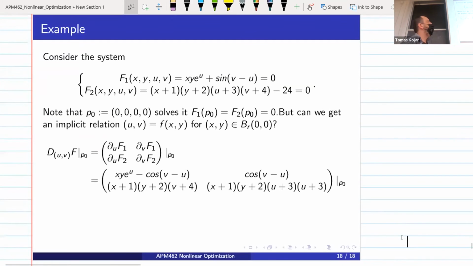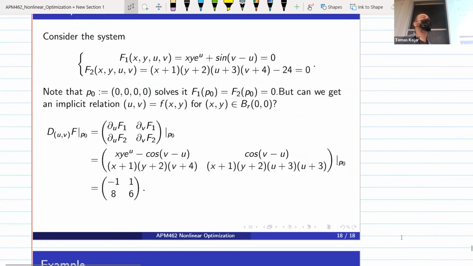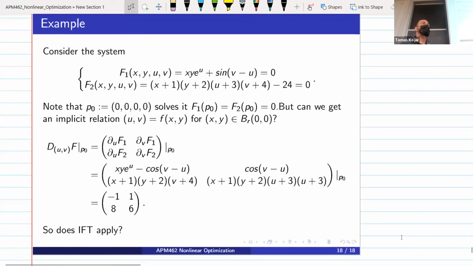So I don't expect you to do it in your head now, but if you take the derivatives in u and v, you get these entries, and then you just plug in 0, 0, 0, 0, 0. And you get this matrix. So my question is, does the IFT apply?